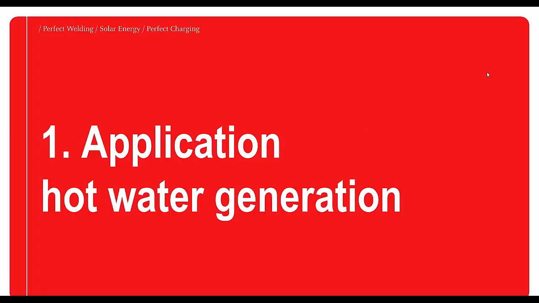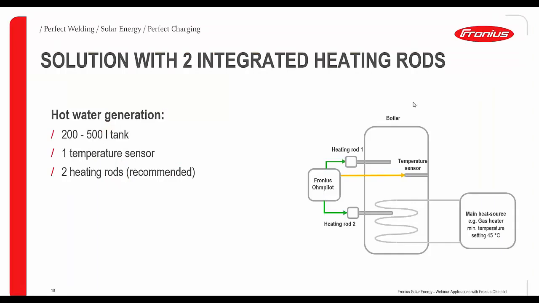We will now go back to the PowerPoint. Okay, so the first application with two heating rods, you can see here now the schematic. In this system there could be a water tank, 200 up to 500 liters. We have also inserted one temperature sensor, which is connected to the Ohmpilot, and we have two heating rods.